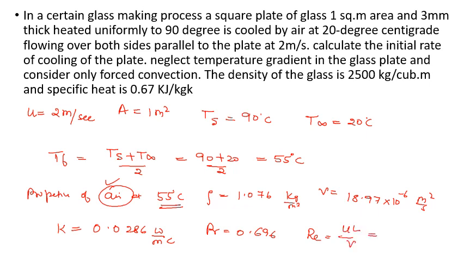We are supposed to find the Reynolds number by using UL by nu. So here U is equal to 2, L is 1, the area we have taken as 1, and nu is 18.97 into 10 to the power minus 6. The Reynolds number turns out to be 1.05 into 10 to the power 5. So this is smaller than 5 into 10 to the power 5, which is considered the value for turbulent flow. So here we get the flow is laminar. Once again we got the flow to be laminar.